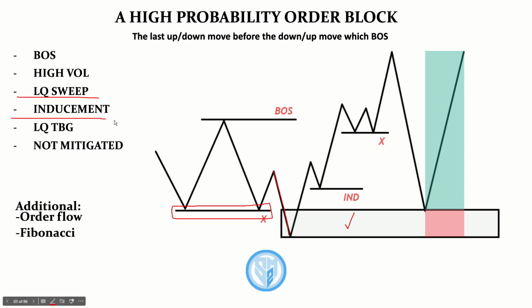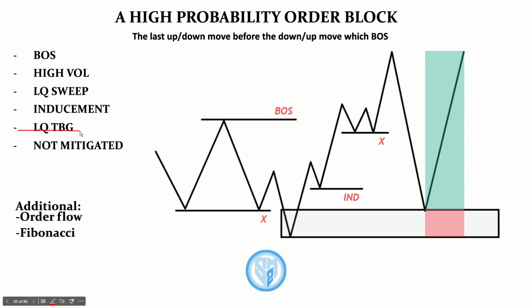Another thing we look for is inducement. Inducement is when we have a demand zone which is above the demand zone we're trying to trade, or a level of support or any sort of level where people might be trading from which is above the level we are trying to trade from. This will increase the chances of this being a winning trade.